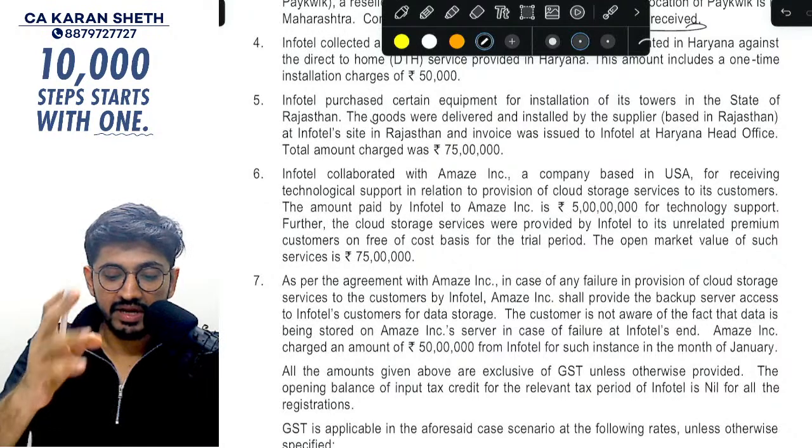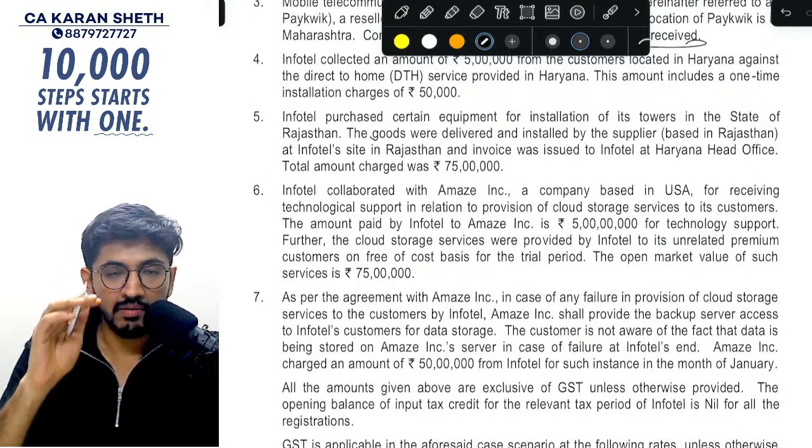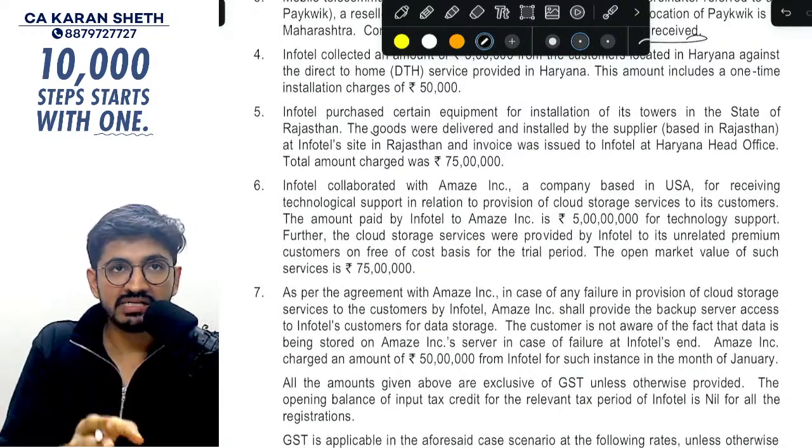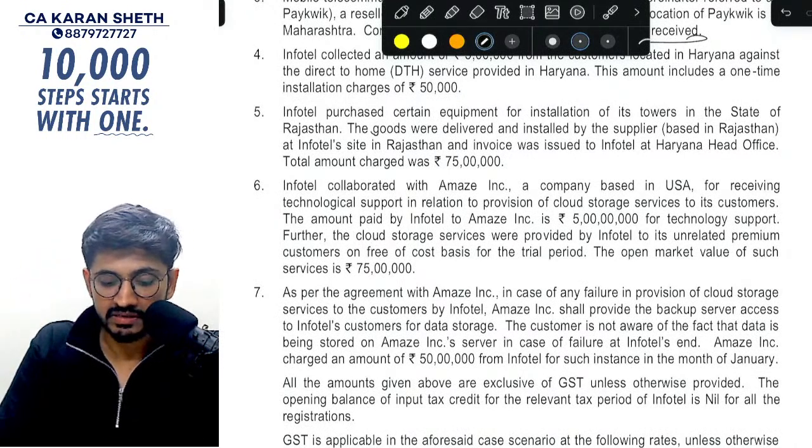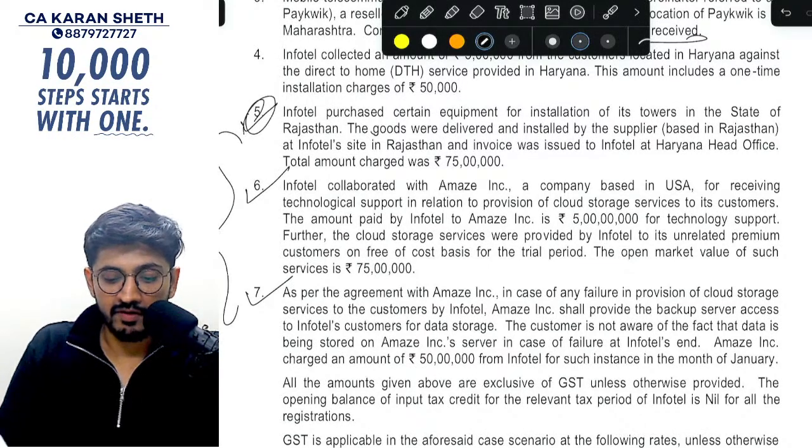Understand one thing very clearly. If there is ITC, you will only focus on inward supplies. So 5, 6, 7 are the points with respect to inward supplies. Now let's focus on 5.